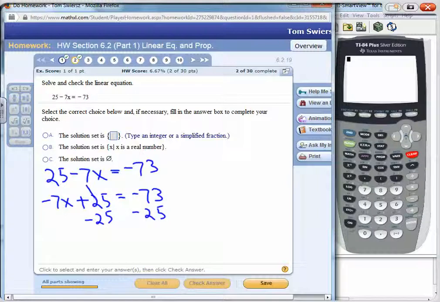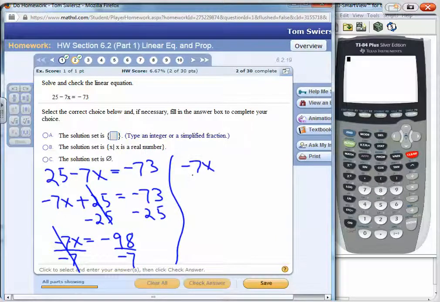Okay, so these cancel to give us 0. What remains is negative 7x. Negative 73 minus 25, two negatives added together, gives you negative 98. Then now what? Negative 7 times x, we need to divide both sides by negative 7. So negative 98 divided by negative 7.